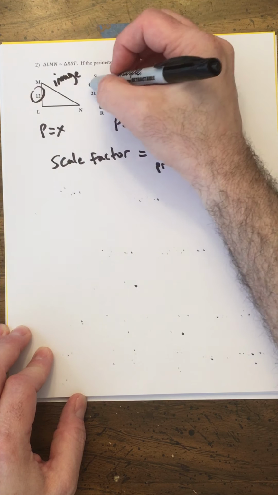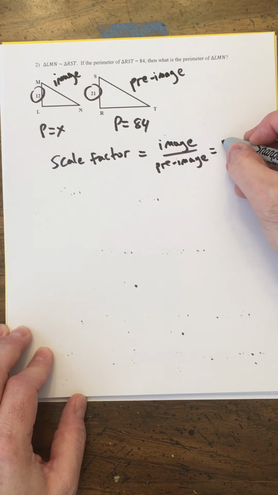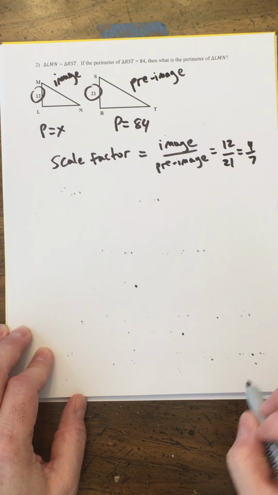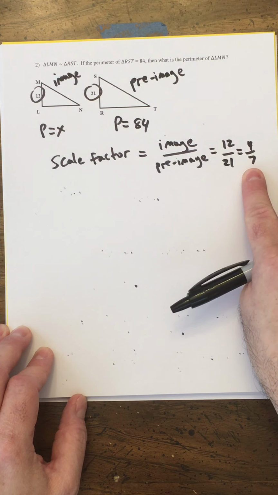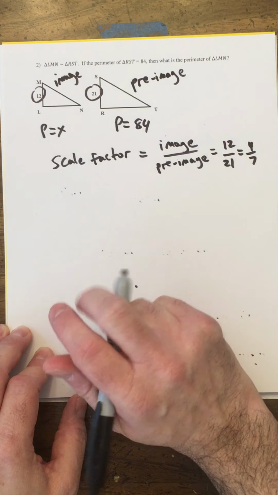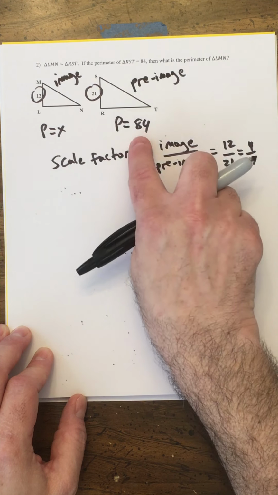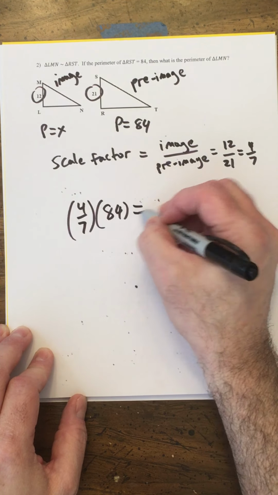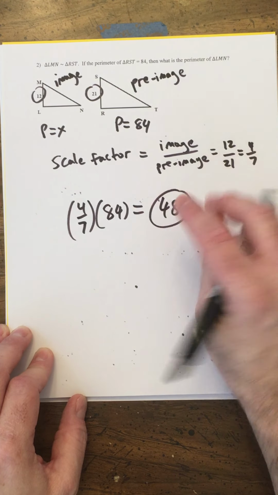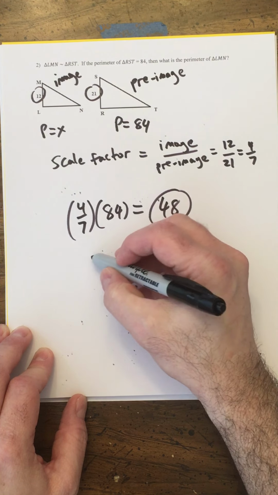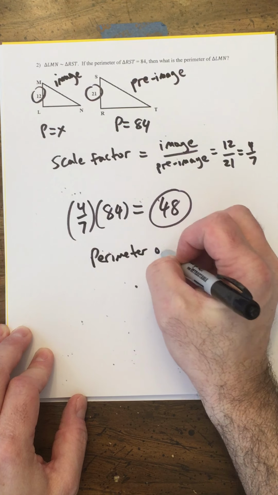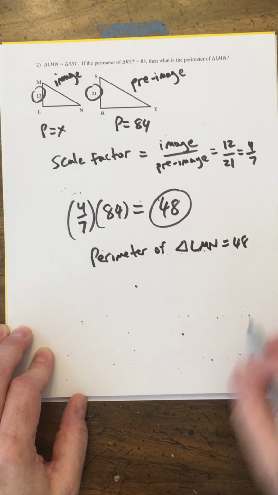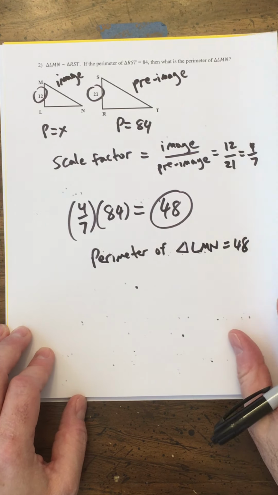So when we make our scale factor based on these numbers, it's going to be 12 over 21, which reduces to 4/7. And that's going to be our scale factor. Now let's take our scale factor and multiply it by the perimeter of this triangle. And that's going to get us the perimeter of the smaller triangle. So the perimeter of triangle LMN is 48. Okay? So that's how you do scaling perimeters.